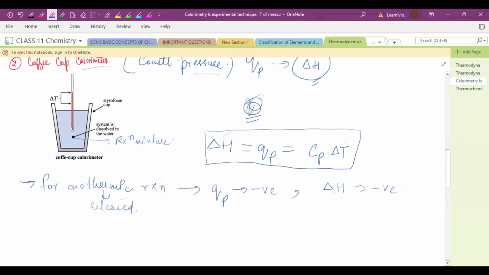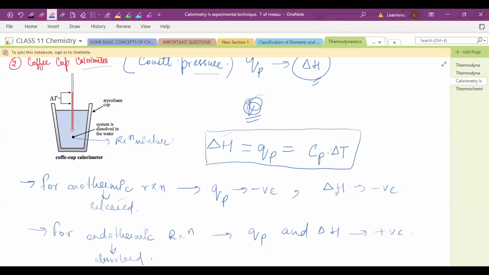This is the enthalpy of the reaction, delta H R. And for an endothermic reaction, the value of QP and delta H are both positive, because in this case the energy is being absorbed.